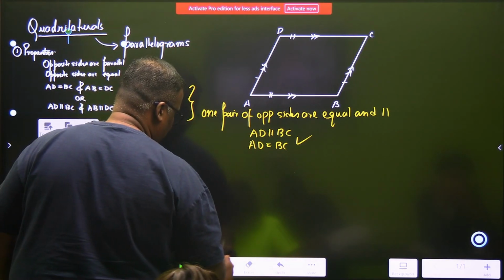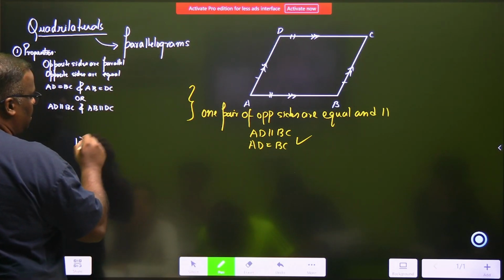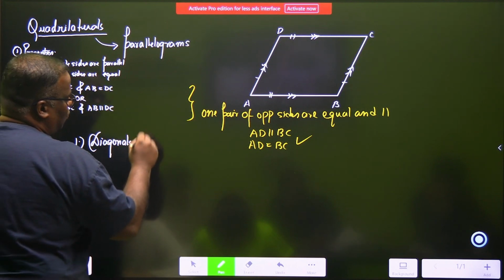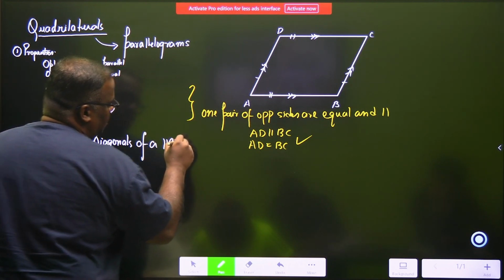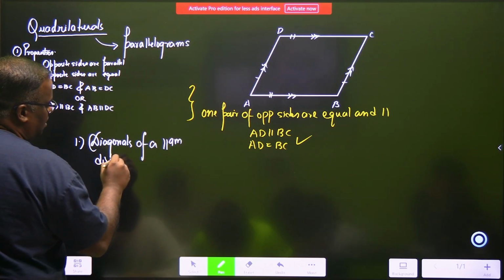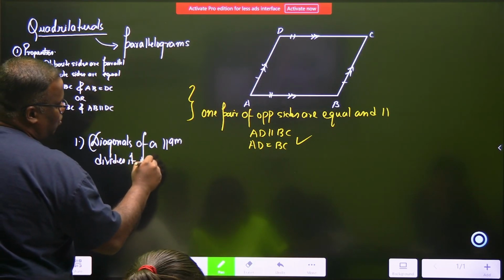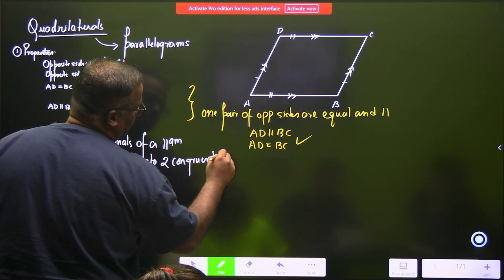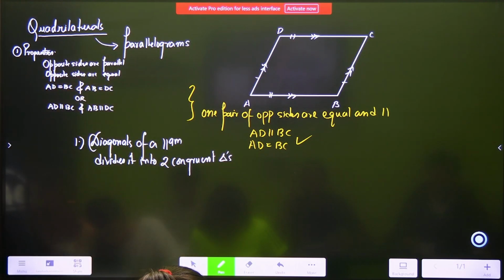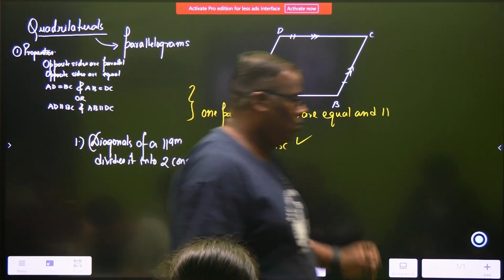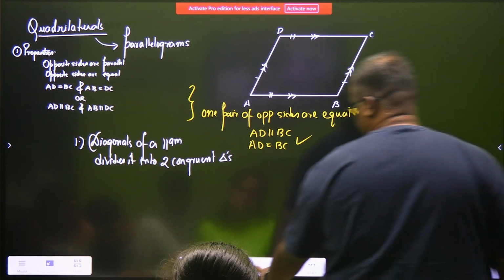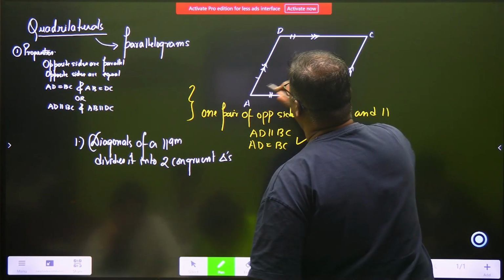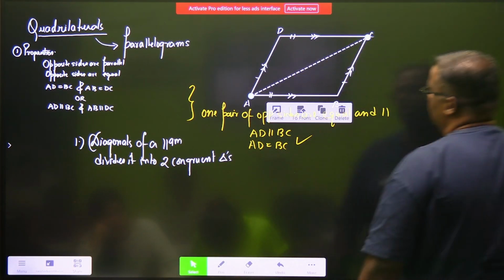So in grade 9, the first thing that I get is number 1, diagonals of a parallelogram divide it into two congruent triangles. Very interesting finding. Two congruent triangles. Diagonal of a parallelogram divides it into two congruent, what do you call, triangles. So let's take one diagonal. Let's take this diagonal, AC, as one diagonal.